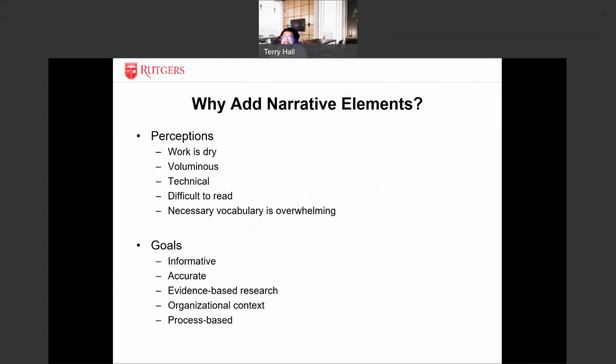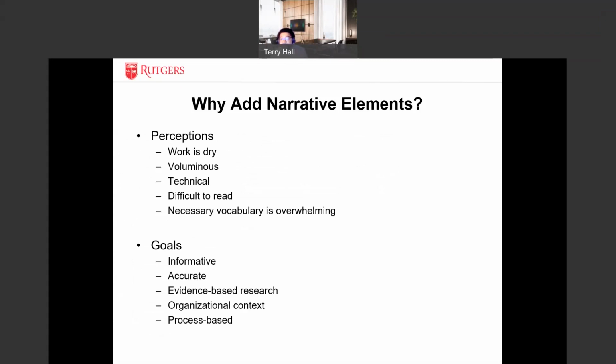So why do we add narrative elements to public administration work? Well, there's a perception that public administration work is often dry, voluminous, dense, long, and difficult to read technical language. Further, the vocabulary itself in a work can be really overwhelming.